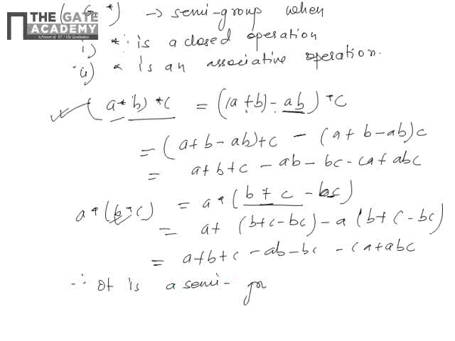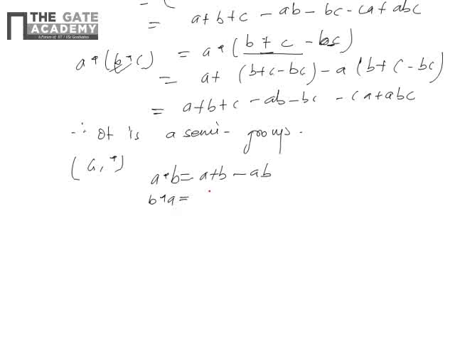Now check for abelian. We say the group G comma star is a commutative abelian if it follows a commutative operation. For example, A star B is A plus B minus AB. If I interchange this value, it will be B plus A minus BA, so they are one and the same. Now if you put 1 instead of B, it is not following an identity. But 0 is the identity. If you get the same value, then it is an identity. So here 0 is the identity value, not 1.